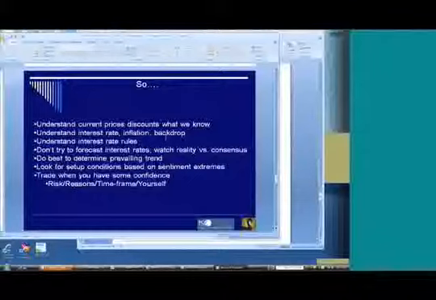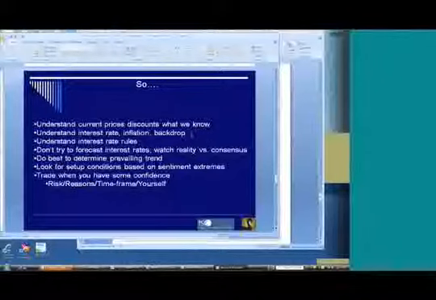Again, no holy grail here. A lot of thinking here. Understand currency prices really reflect what we do know in the world. They discount powerfully things that we do know. All right? So this idea of trying to forecast future events is sometimes not the best thing.